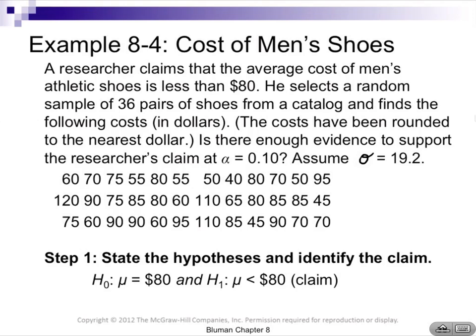So you're going to run your data and get your mean from your 1-var stats. We know that there's 36 pairs of shoes. We know that's your N. And so here's our step 1, right? Our hypothesis and our claim. That's important because you have to say something about that at the end of the day when you're done with your problem. So our hypothesis is that mu equals $80, and our claim is that mu is less than $80.